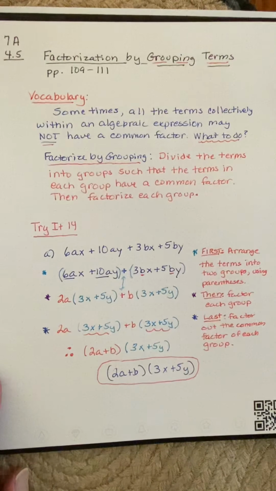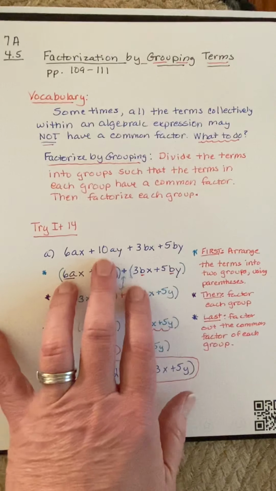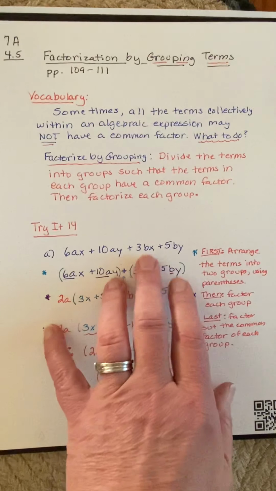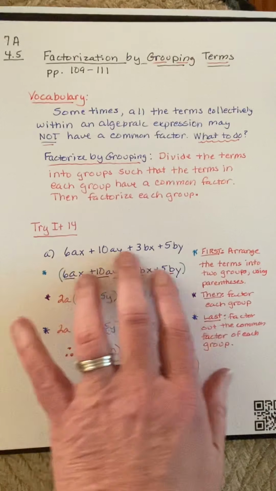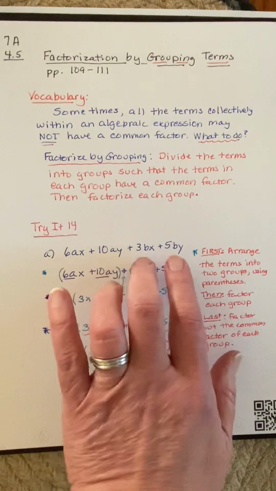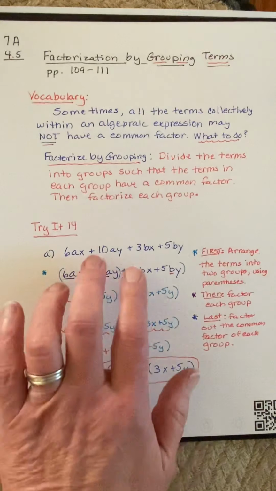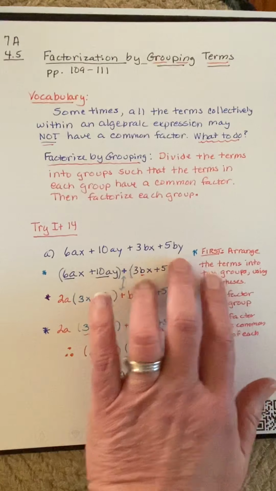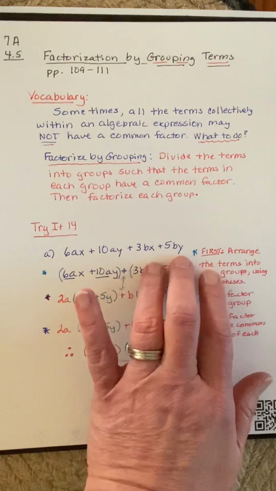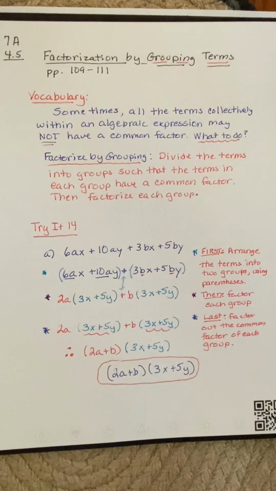At the bottom of page 110, letter A, 6ax plus 10ay plus 3bx plus 5by. Last lesson, we had to have a common factor to all of these. Well, with two evens and two odd primes, I'm not going to have a common factor with those terms, and I do not have the same letter repeating 4 times all the way through. I have two a's, two b's, two x's and two y's, but I don't have 4 of anything. This is a situation where we are going to factorize by grouping terms.